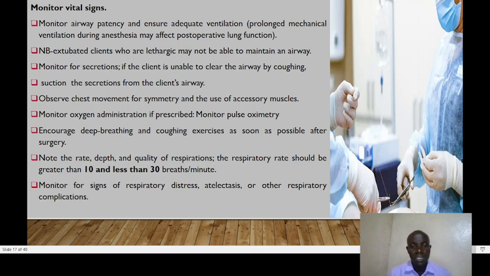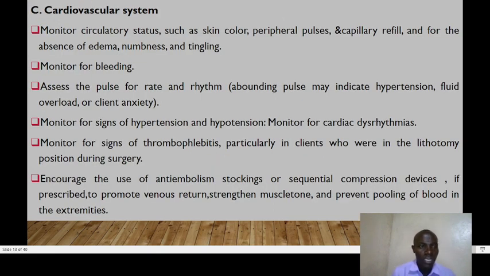Remember, the respiration rate should be greater than 10 but less than 30 breaths per minute. Of course, the normal rate is 12 to 20 breaths per minute, but this is the range we have for this kind of patients. It should not be below 10 and it should not be more than 30. That should be the range. So you need to monitor signs for respiratory distress, atelectasis, and other respiratory complications.